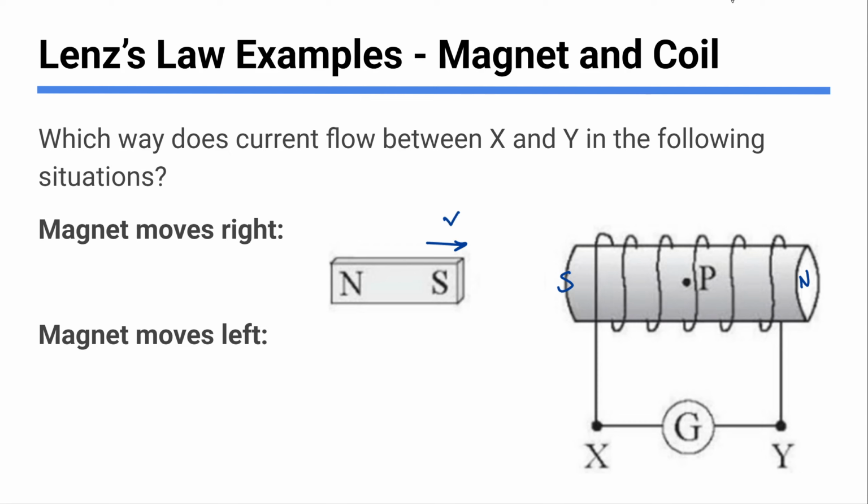So we're going to do south to south so that they repel, meaning I point my thumb towards the right side here, the north pole. My fingers will curl like so, up and over. And that means current here is going to flow X to Y.